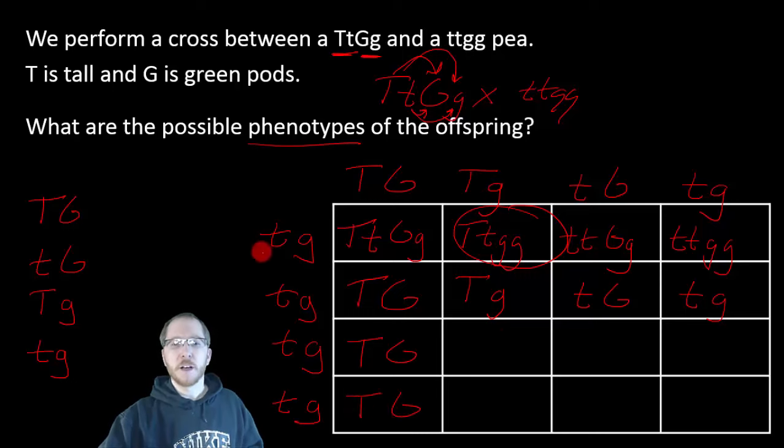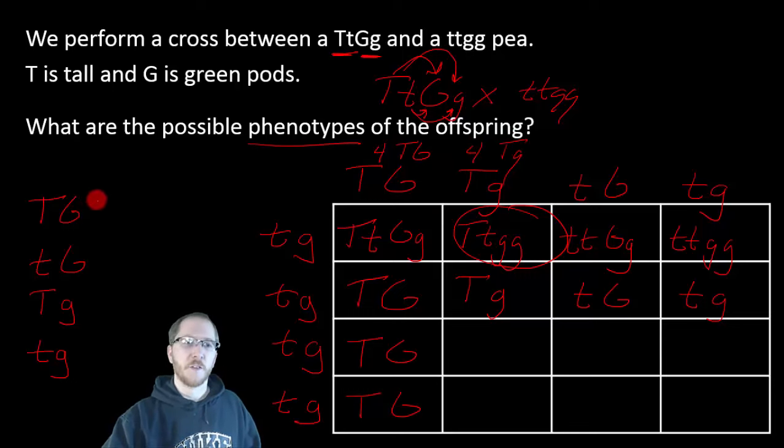And if you notice, because everybody here on the left-hand side is the same, each column is exactly the same. So it starts to become pretty easy where this whole column, all four of these guys, are going to be tall and green. All four of these guys are going to be tall and yellow. And so over here, we should be able to figure out it's going to be 4 to 4 to 4 to 4. That's going to be the phenotypic ratios I'd get for this particular cross.